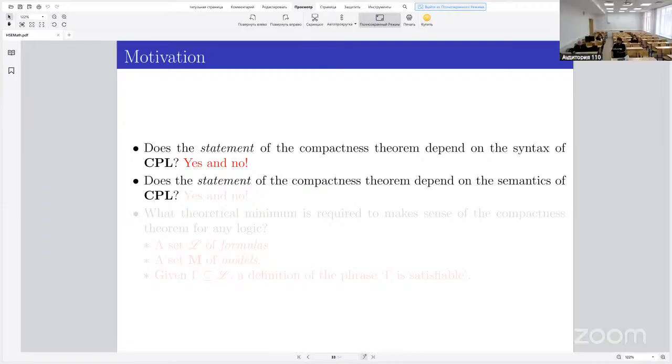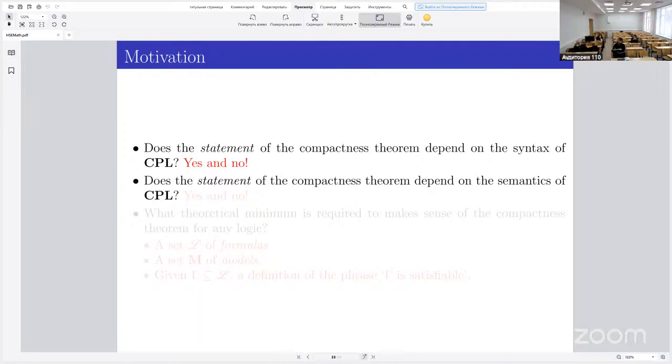Can you repeat the question if there is one? No, please carry on. Yes, well, yeah. If you have a question, please write in the chat.